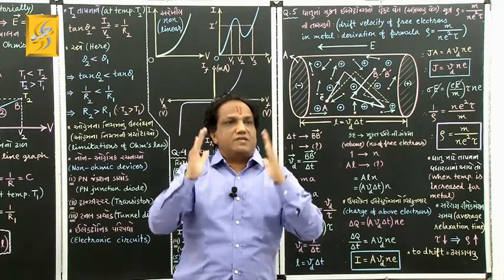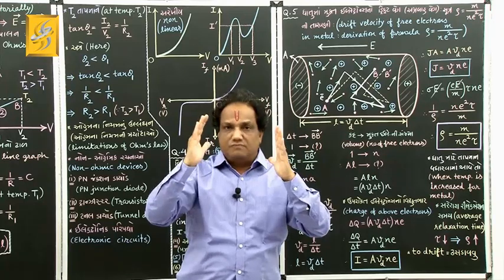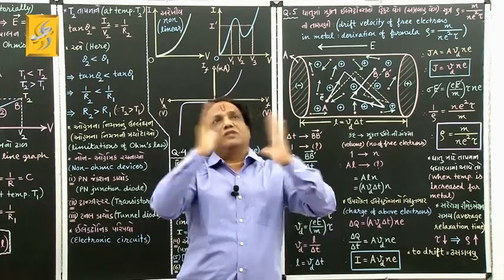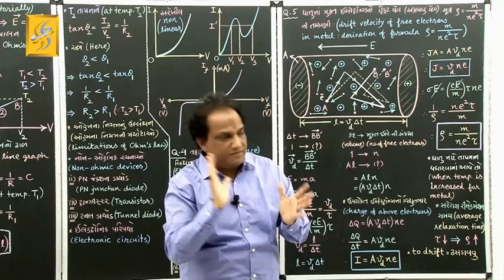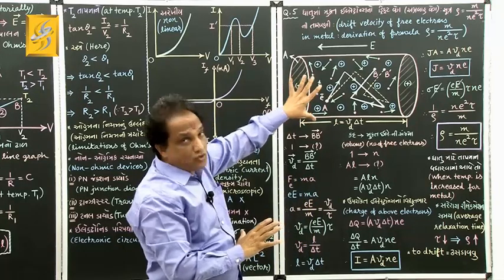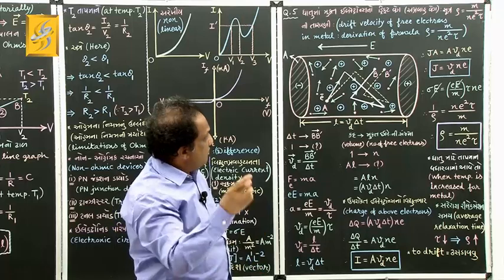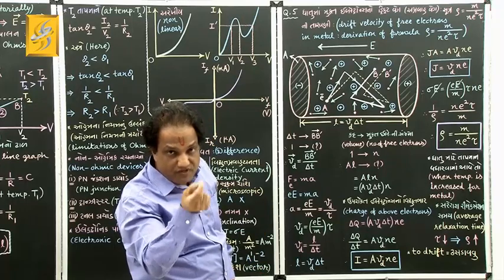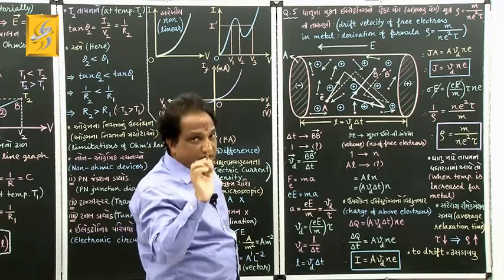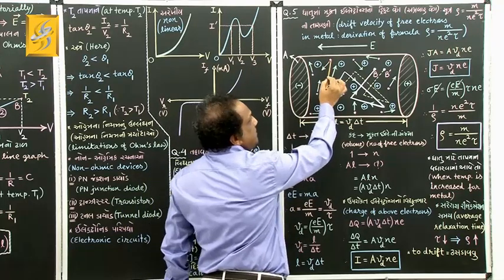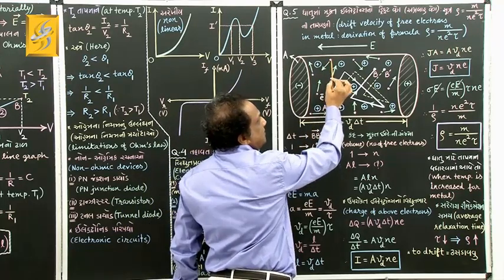All the positive ions execute their random oscillatory motion in all the directions. This is the scenario at room temperature. What happened to those electrons which were detached? The detached electrons are shown with the pink colored dots.